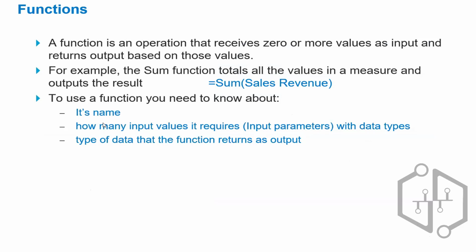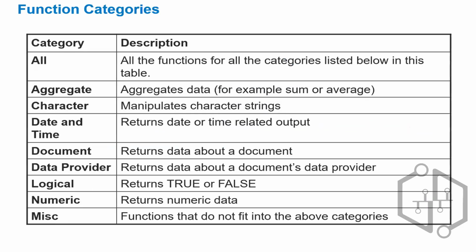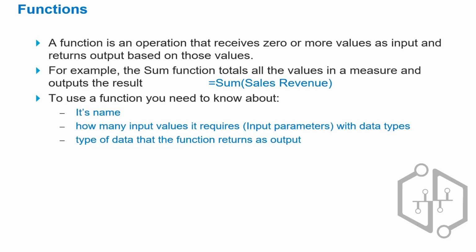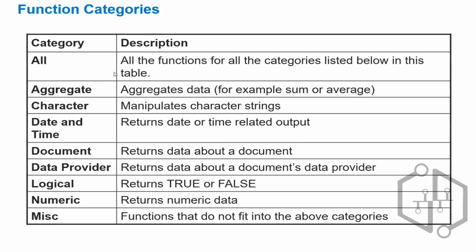To use a function, you need to know its name, how many input values it requires, which data types, and the type of data the function returns as output. For example, the sum function will sum up total sales revenue. If we put sum of sales revenue, it will give us a total of sales revenue in the defined context. So if our report has a product and sales revenue, and we put sum of sales revenue in the table footer, then it will display total sales revenue for all the products.